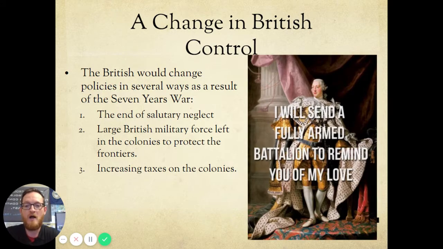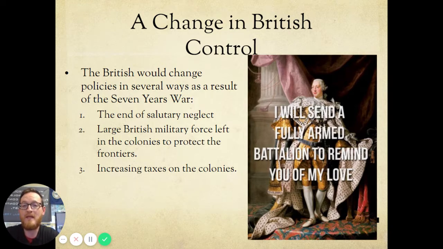So, all right, the big thing with the French and Indian War is that it's going to lead to a change in British control. The British would change their policy in several ways. One, they would end salutary neglect. So whereas up to this point, the British had been largely uninvolved in the colonies, basically as long as they were making money, they were happy. And you're going to see the British change this.